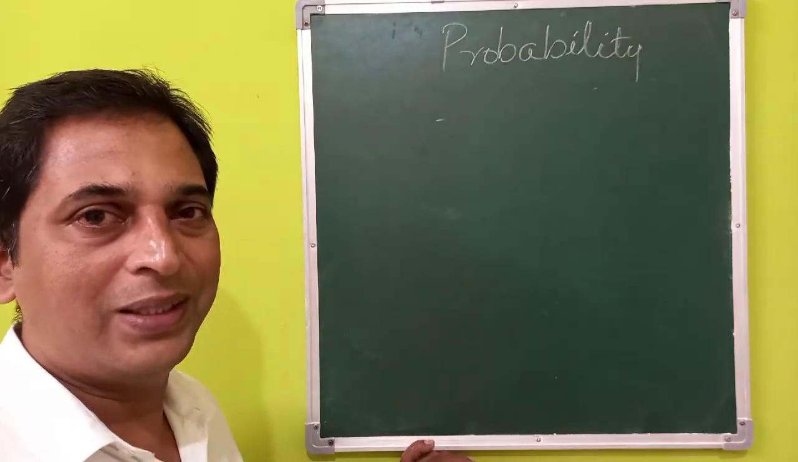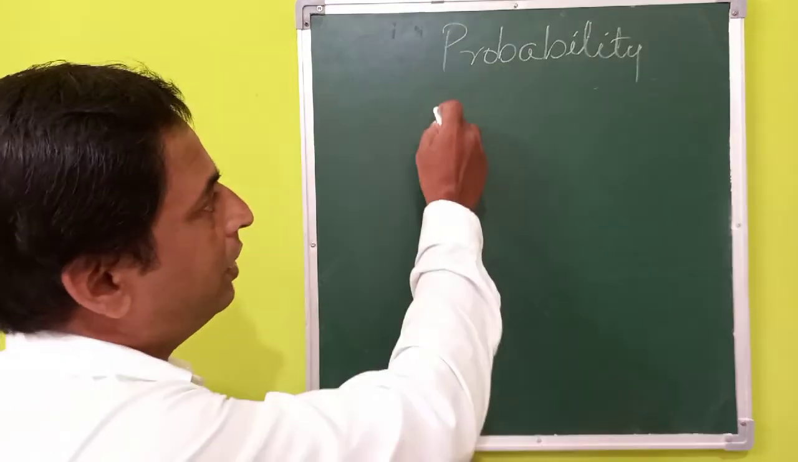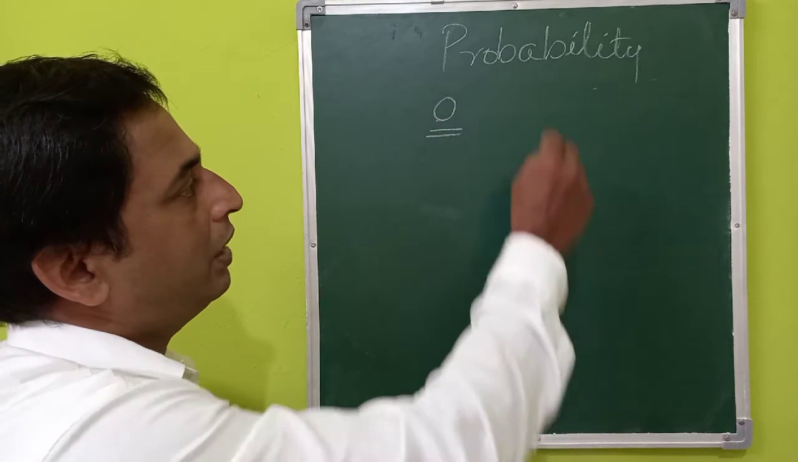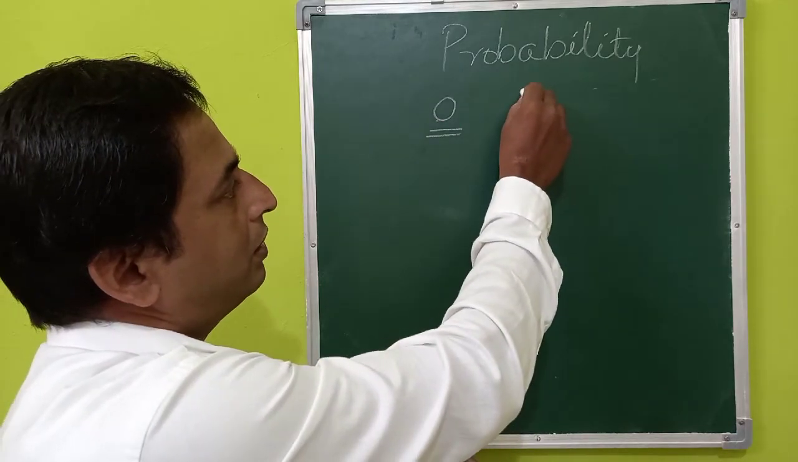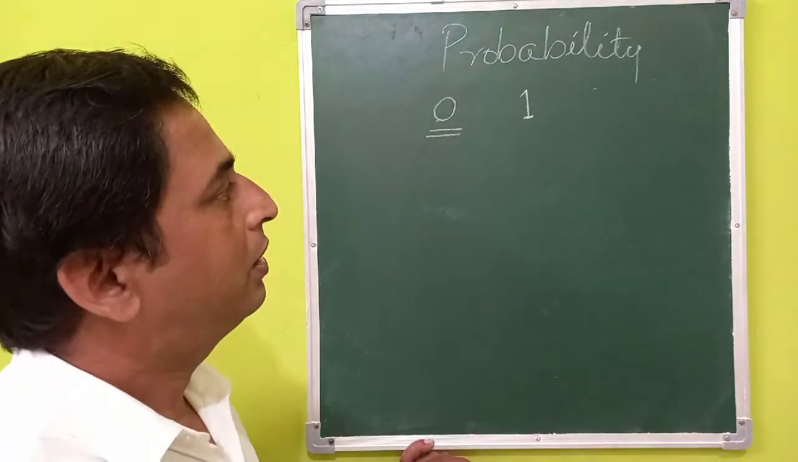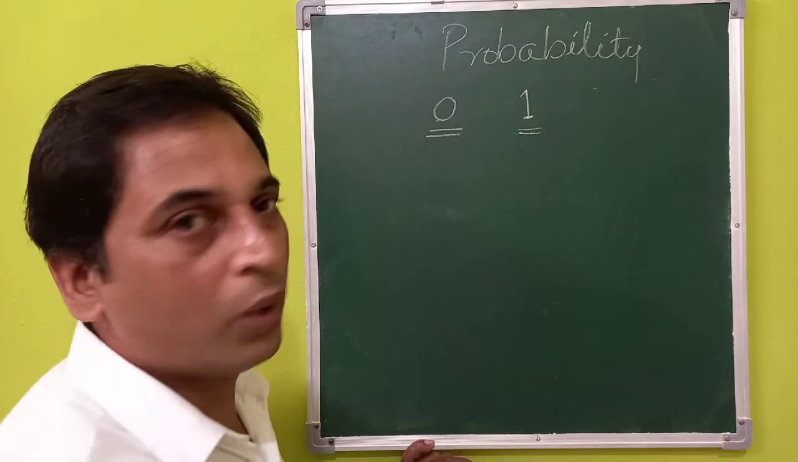We have learned what an impossible event is and what a certain event is. An impossible event is an event with probability 0, and a certain or sure event is an event with probability equal to 1.